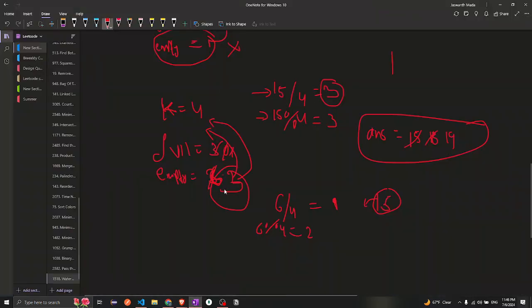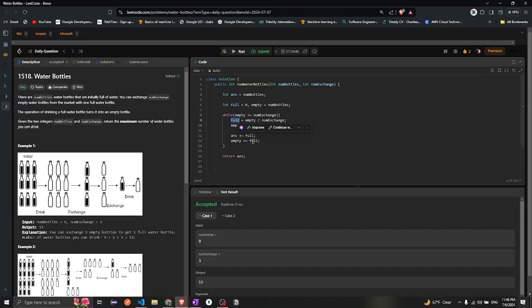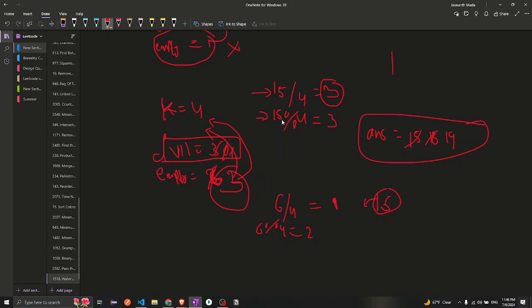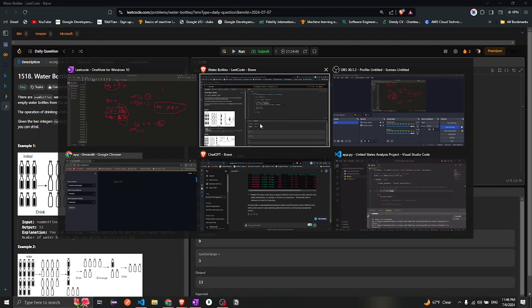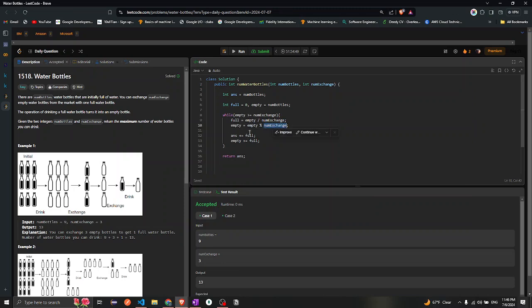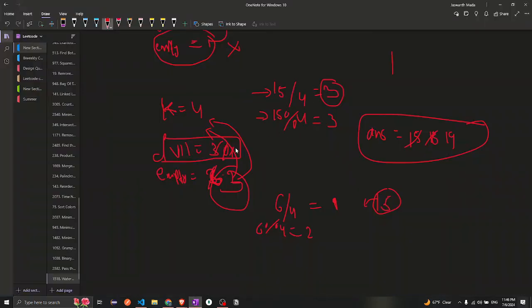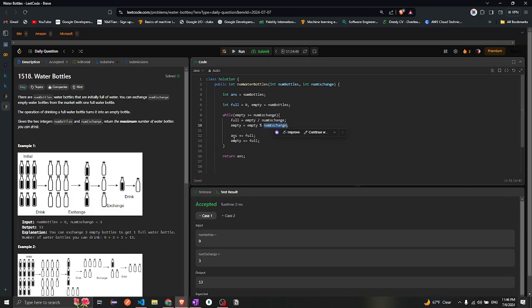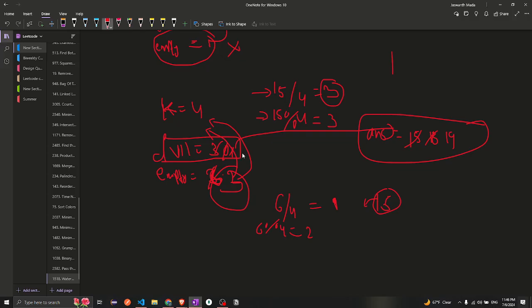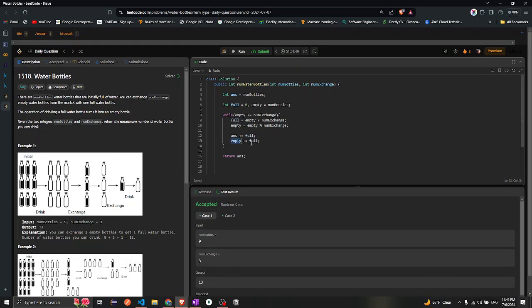Initially, as I said, the full will be equal to empty divided by number of exchange, right? And the empty will become empty mod number of exchange. So as I said, I'll be adding this full to my answer, right? So I just added answer plus equals full, and all these full bottles, when I drank these, will become empty, right? So I'll just add them to the empty.